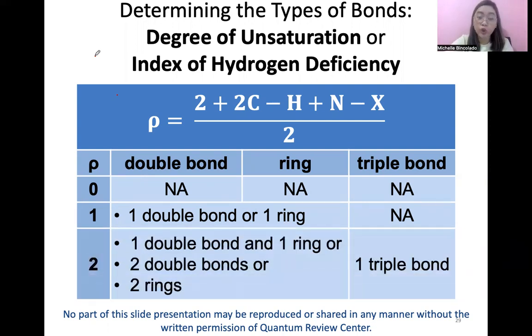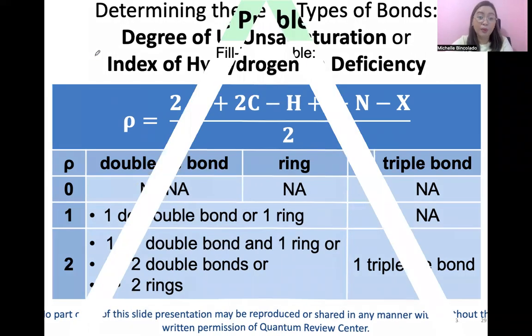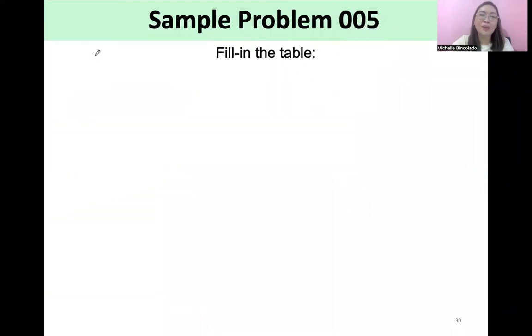And then rho is equal to 2. That means a lot, guys. Rho equal to 2 means it can be two rings, two double bonds, or one double bond and one ring. Rho equal to 2 is also equal to one triple bond. Okay, so let's try this, because you will use it in problems where the molecular formula is given, and you are asked what the probable structure for this compound would be, or what possible functional groups could be present for this particular molecular formula. Okay, let's now answer sample problem number 5.